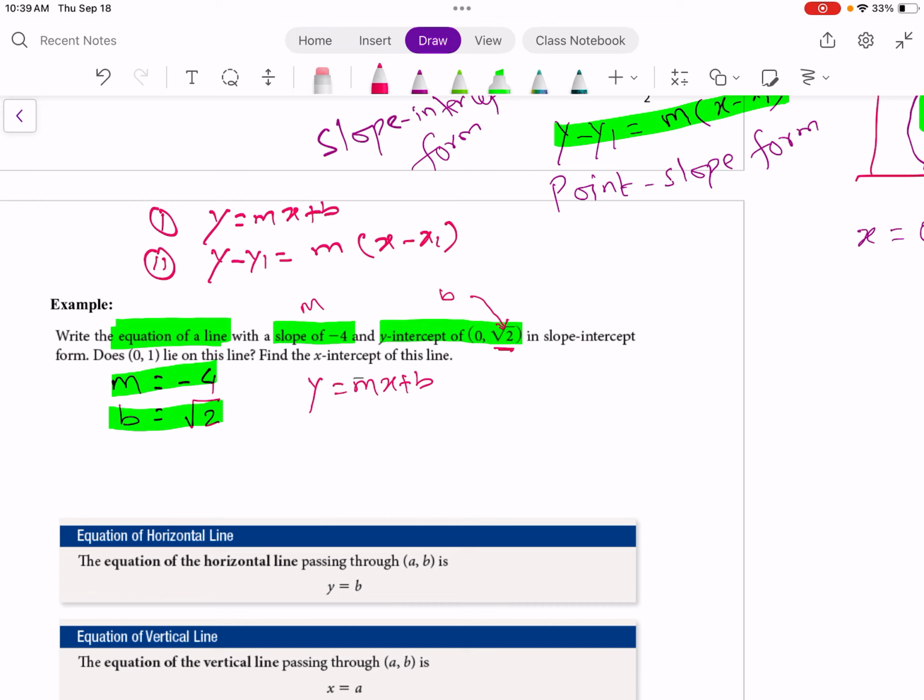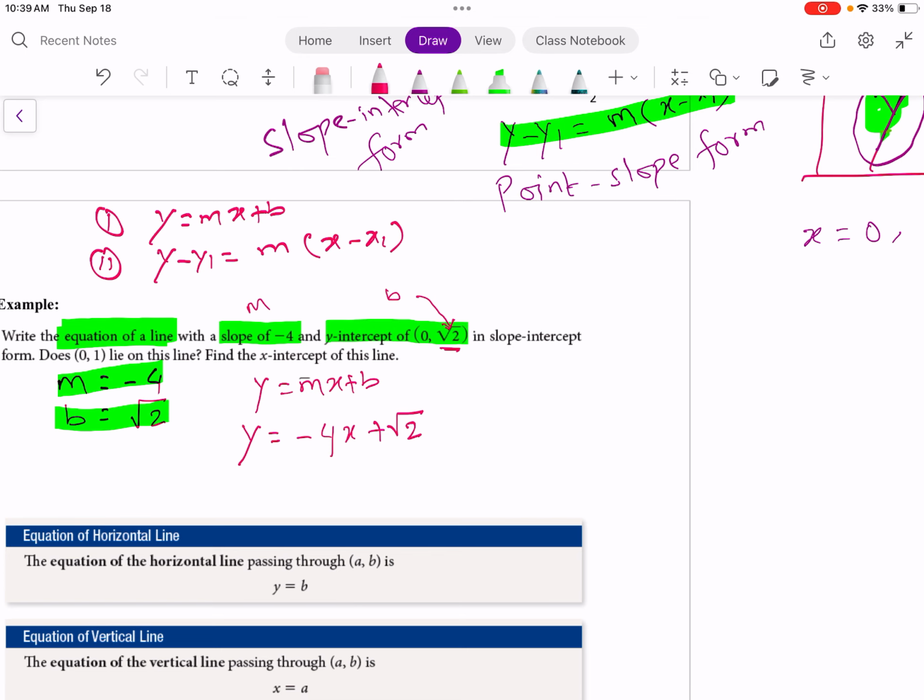Now you replace your m by -4 and b by square root of 2. So y as it is, for m it is -4, x as it is, and our b is square root of 2. So this is the equation of a line. Now since the slope is -4, what can you say about this line? Is this line going up or going down? Going down. Okay, now it's going down, -4.